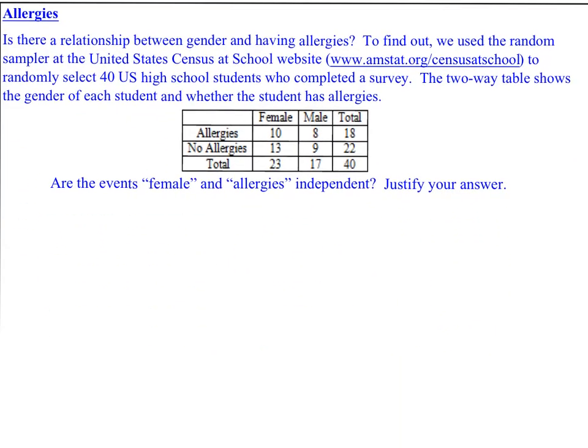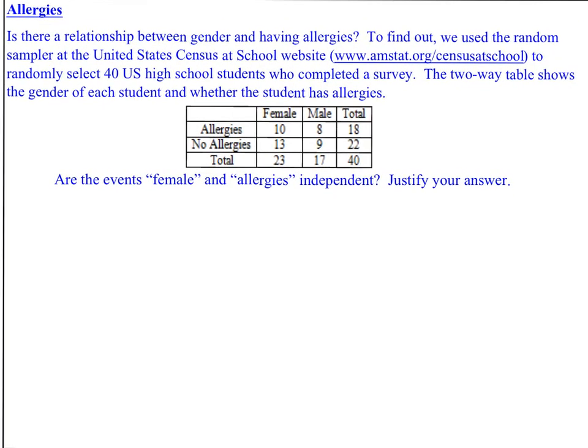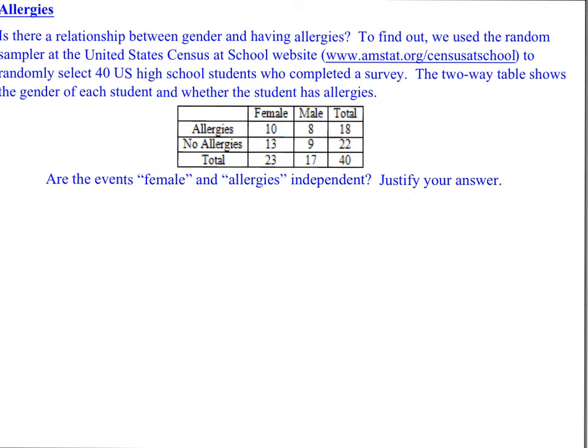If we were faced with a question like this, based off this data, are the events of being a female and having allergies independent? So first of all, let's just talk about independence a little bit. If events are independent, it means the outcome of one does not impact the other.